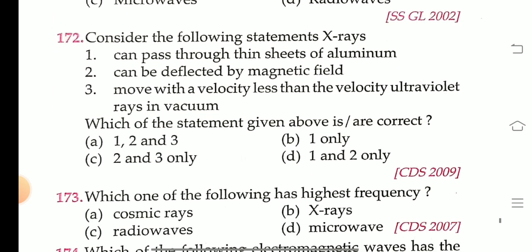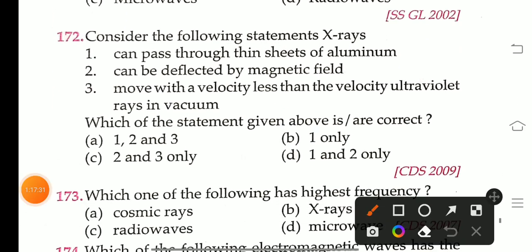Next, consider the following statements. X-rays: 1. One can pass through thin sheets of aluminum. 2. Can be deflected by magnetic field. 3. Move with a velocity less than the velocity of ultraviolet rays in vacuum. Which of the following given above is correct? Right answer will be option B. One only.